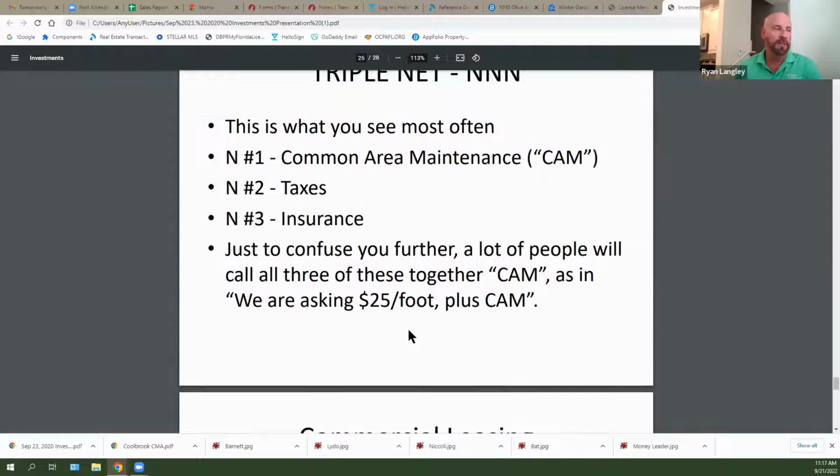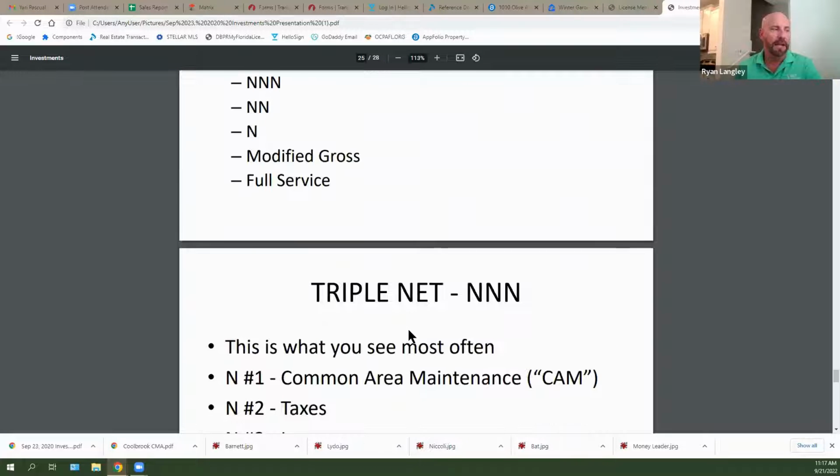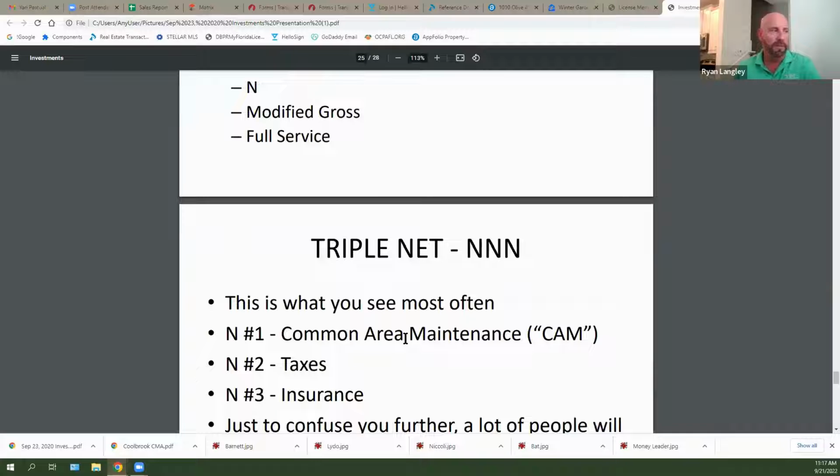Modified gross is what you'll see a lot of old school, where we just rent you the building and then you pay for everything else if you're especially single tenants. And full service is if you get like an executive suite and they pay for everything. Doesn't matter if you leave your lights on or how often you flush the toilet, it's all the same, right? So you'll see that's full service.